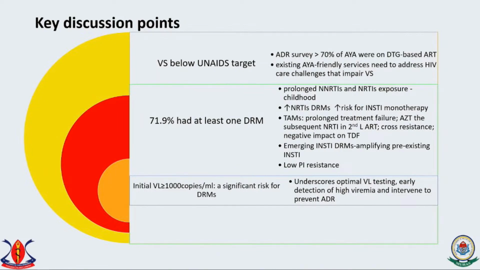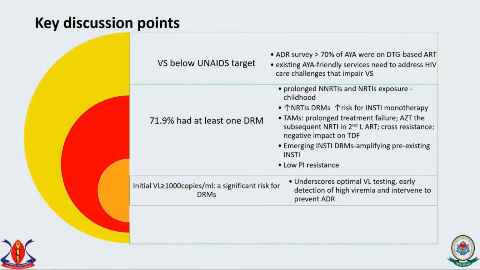When we look at the patterns of resistance, it tells us the following information, that the mutations that we see are really reflecting that these patients or these clients were prolonged on failing regimens in the classes of NRTIs and NNRTI.